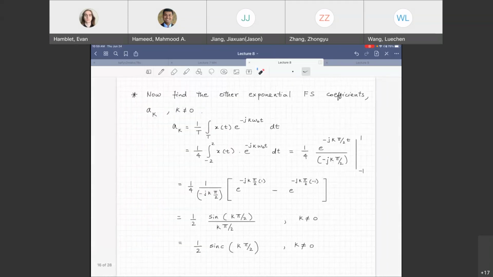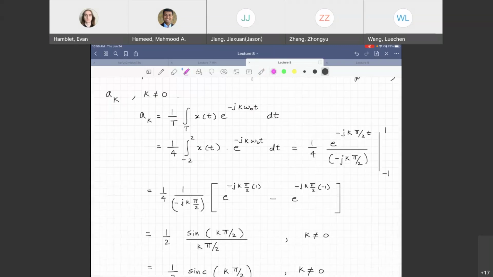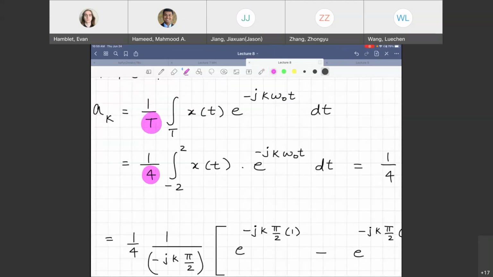Now let's try to find a sub k. We already did k equals zero, so we are now trying to find a sub k when k is not equal to zero, right? All the other k's. The formula remains the same. A k is 1 over T, integration over one time period, x of t e to the minus j k omega naught t dt. Substitute T as 4. Integration limits are going to be negative T over 2 to T over 2. So that's your negative 2 to 2.